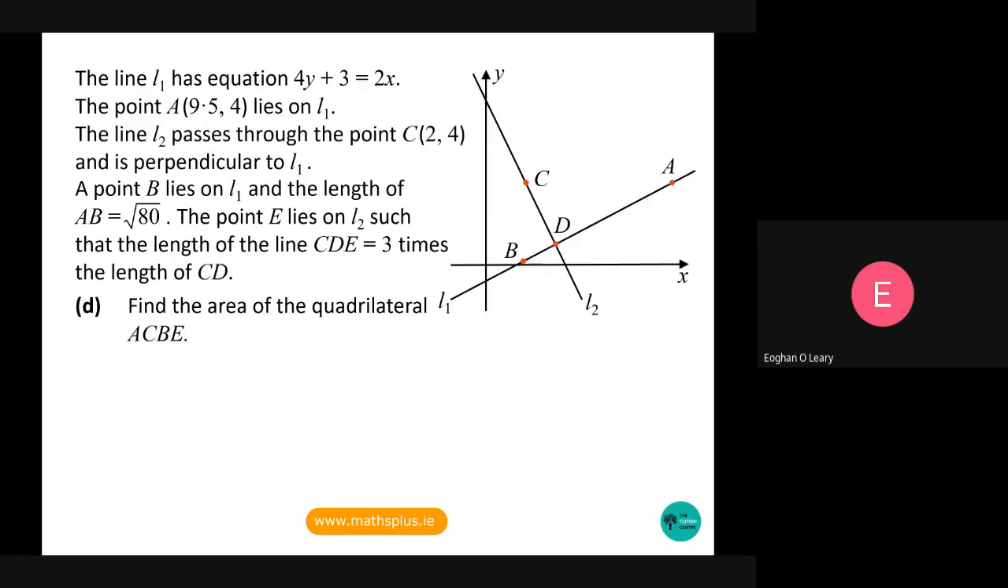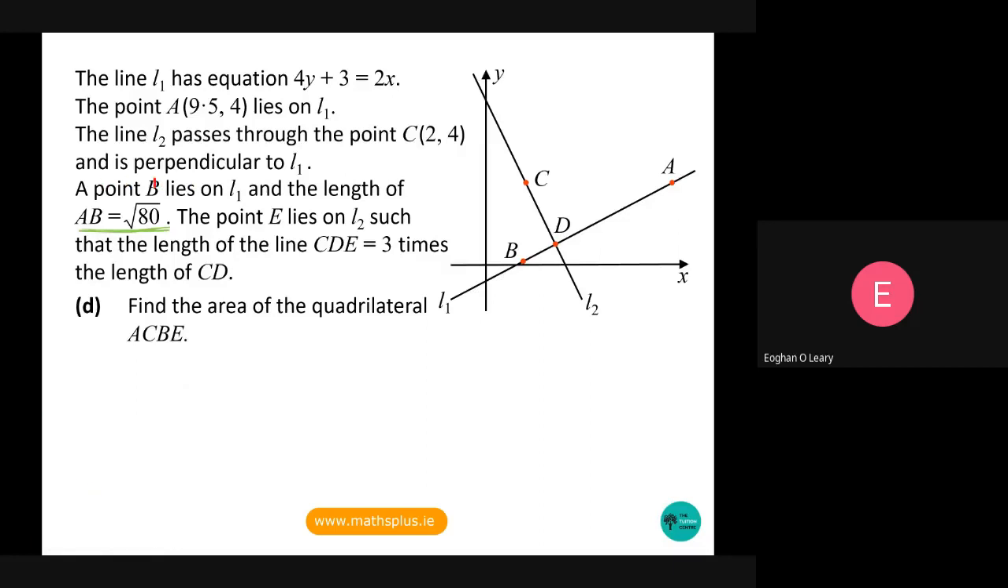So, okay, we're told that a point B lies in L1 such that the length of AB is equal to root 80. Of course, this is the extra bit of information that's given here to me. I was looking at the diagram saying, wait a minute, where am I meant to find this? But of course, the information has just been given to me here. So let me click onto my highlighter.